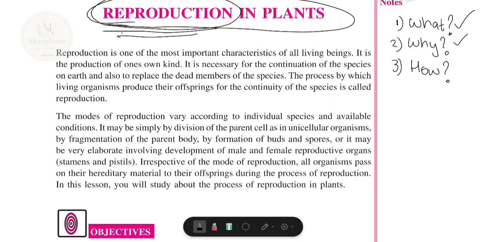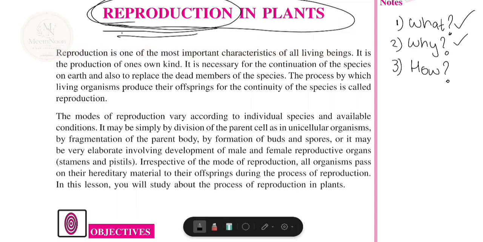The first thing we need to know is that reproduction is the most important characteristic of all living organisms. Every living organism, if they want to continue, needs reproduction. For many reasons, they need reproduction. It is the most important characteristic for a living organism. Okay, so that is one point. That is just the overview.